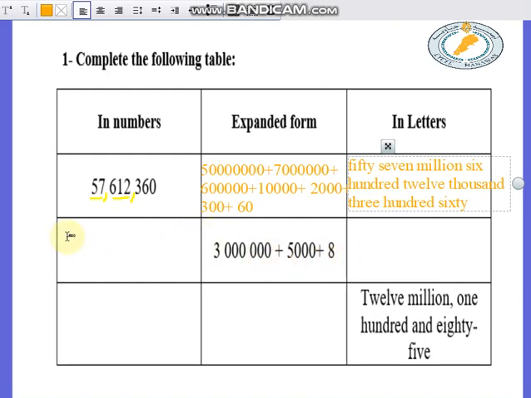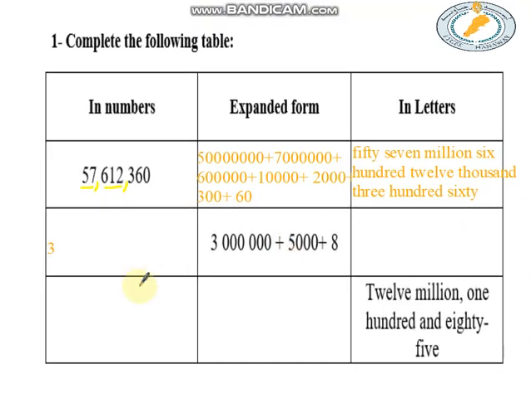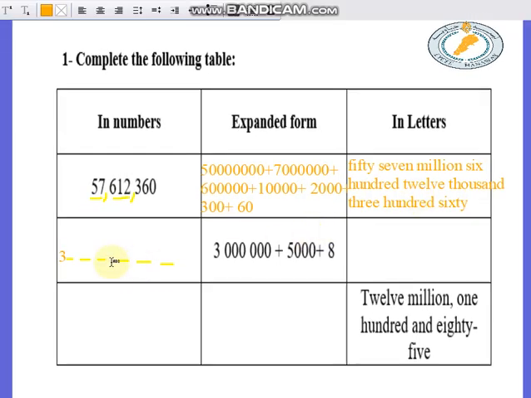I'm done with the first number. I will go to the second number now. In the second number, I will start with a 3. How many digits do I have after 3? I have 6 digits. So I should put 6 dashes. 1, 2, 3, 4, 5, 6 dashes. I have to fill all of these 6 dashes.